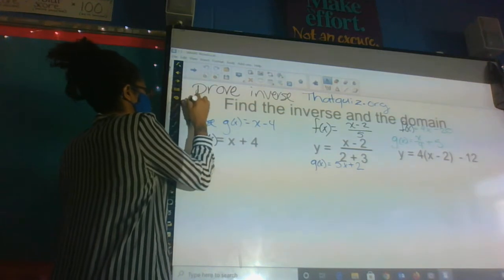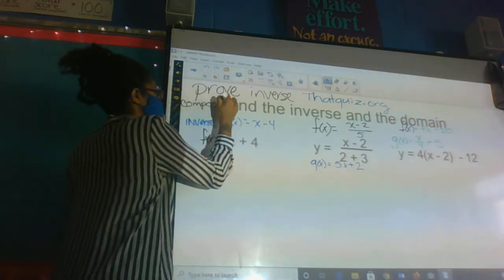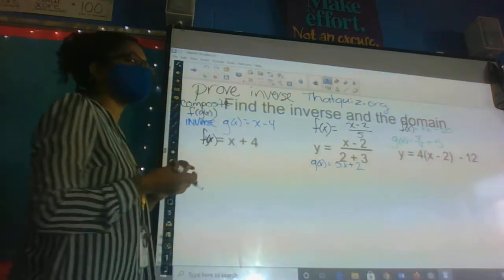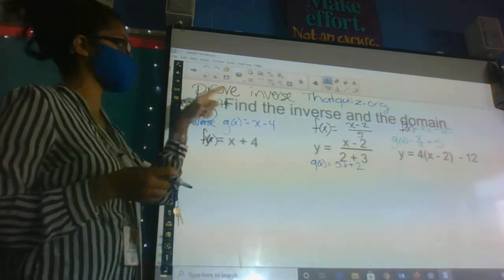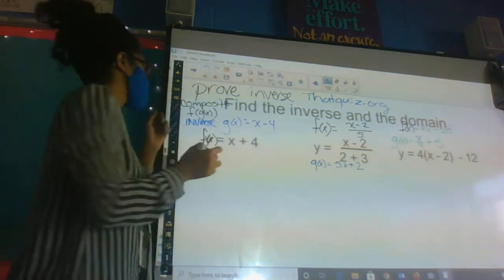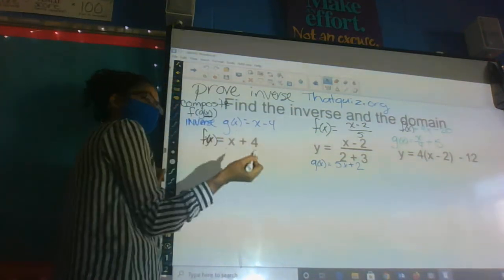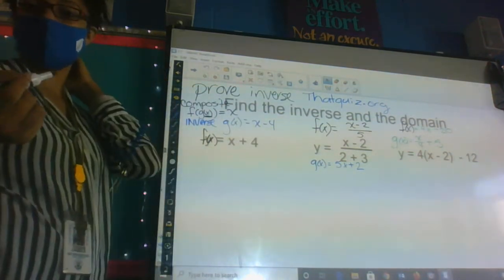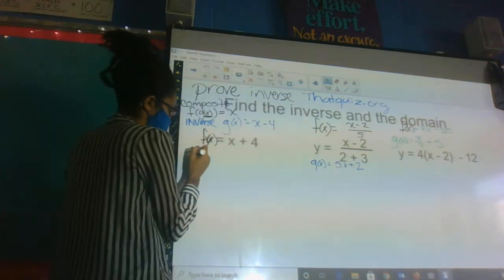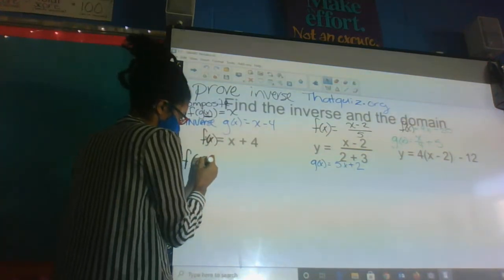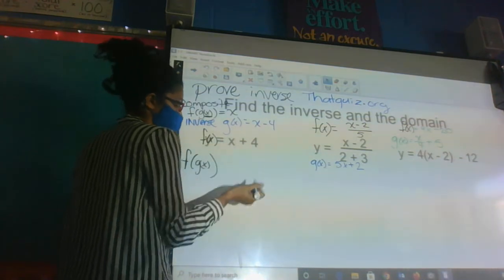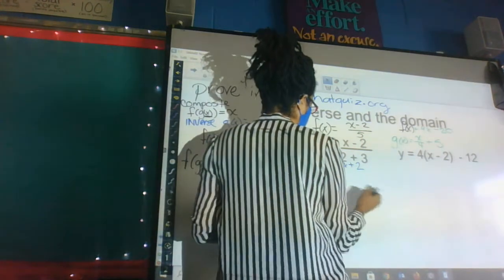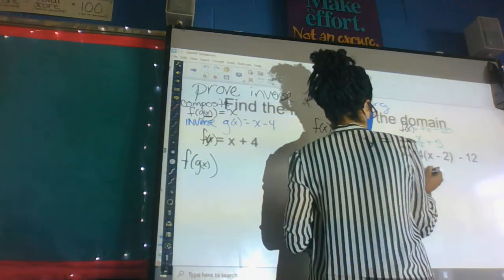We're going to composite f of g every time, and we're going to make sure we get back our input. What is our input for all these functions? Right now, what is our input? X. So we want f of g every time to equal x. Okay? So here, we're going to do f of g of x. I'm going to do the first one with you, and then I'm going to have you do the last two by yourself.